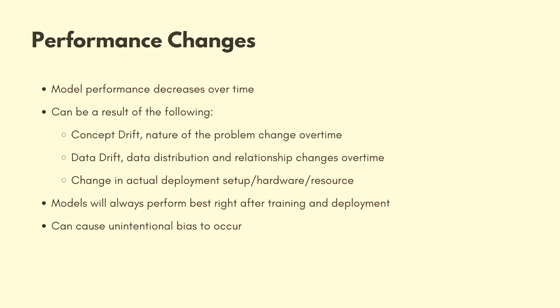It can be an actual deployment setup problem, right? Someone accidentally pushed a new version of NumPy in the requirements.txt, and the performance changed. Models are always going to be performing at their best right after training. Once you deploy it, that's its peak, unless you retrain it, because it's going to encounter a new data set eventually. And sometimes these changes can cause unintentional bias, which is not always bad, because in some problems, putting in bias is actually quite good. It depends on the context, it depends on the problem.